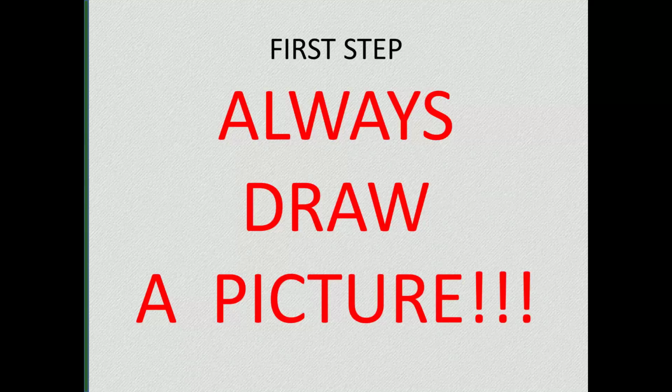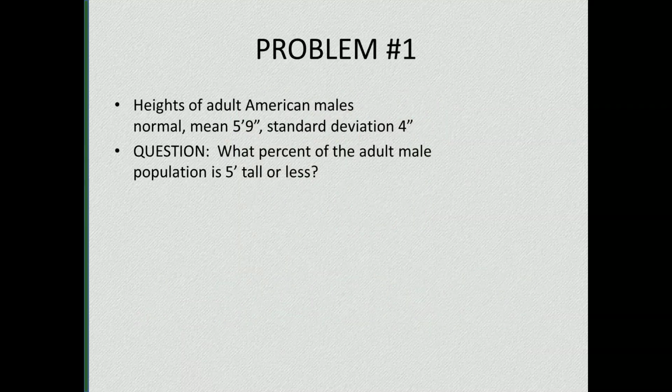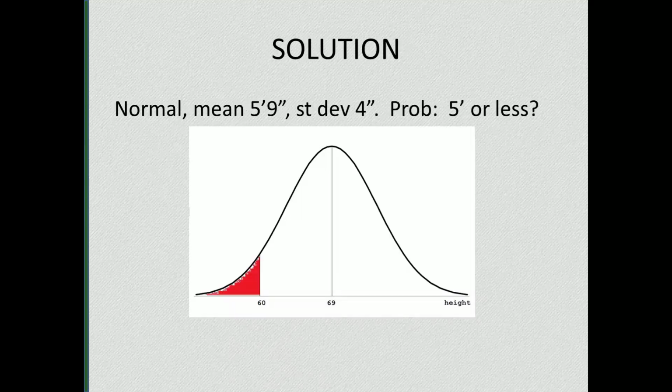First step, always draw a picture. We're trying to get this course cross-listed with the art department so you can get A credits as well as Q credits. No, seriously. Drawing a picture will help us keep track of the areas that we need under the curve. And in this problem, mean of 5'9", standard deviation 4 inches, percentage of the population 5 foot tall or less.